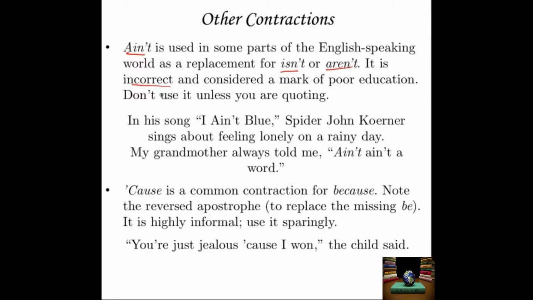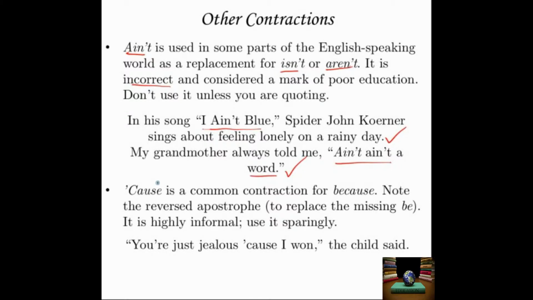So, for example, in his song, I Ain't Blue, Spider John Kerner sings about feeling lonely on a rainy day. Well, the title of the song is I Ain't Blue. If you change the title of the song to I Am Not Blue, then you wouldn't be talking about his song anymore. So you have to say ain't because you're quoting. Similarly, my grandmother always told me, ain't a word. If I'm quoting my grandmother's saying, I have to say ain't. Outside of quotation, don't use ain't.